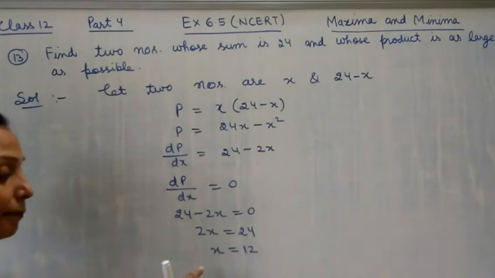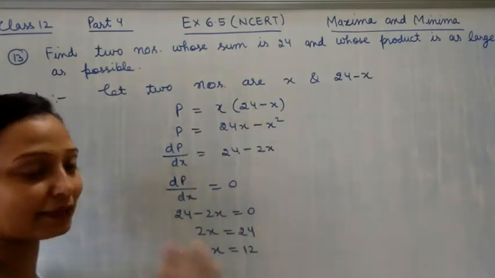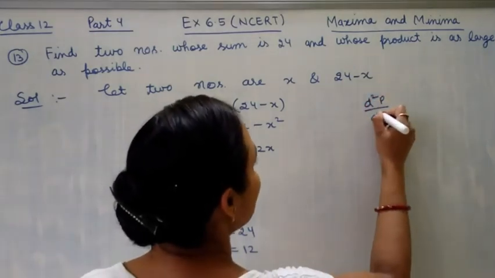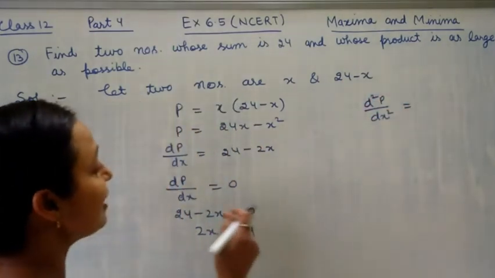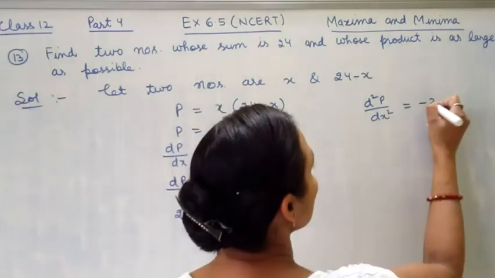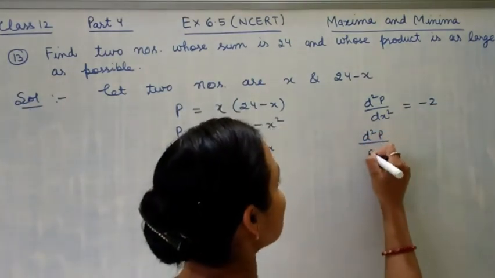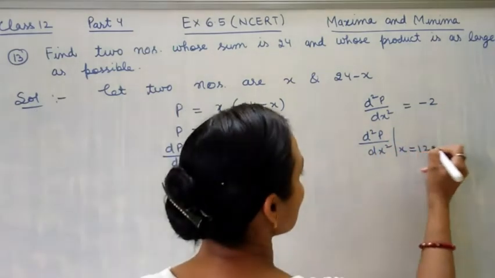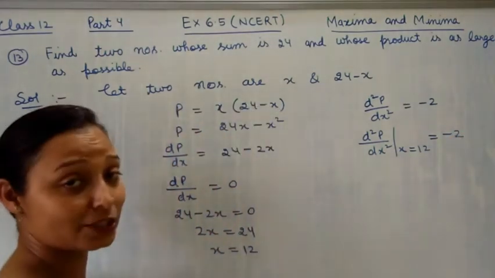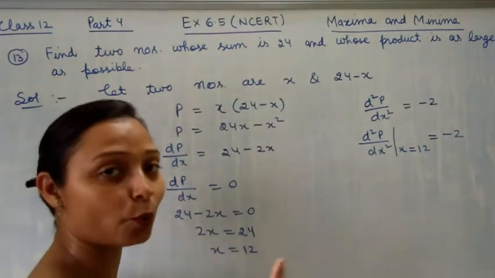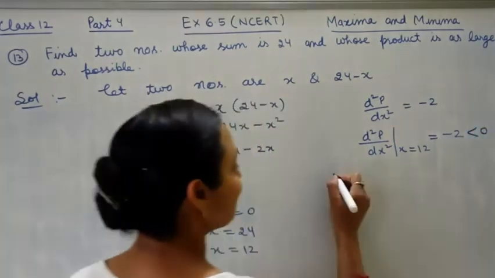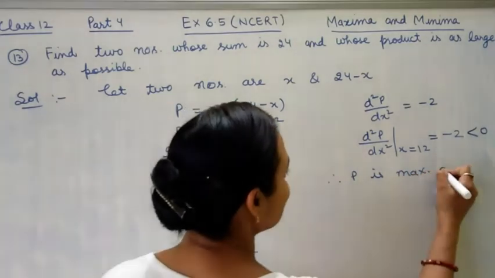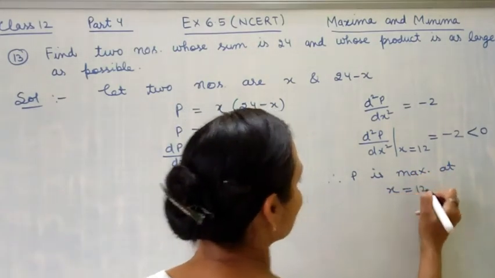I will check the function's double derivative on this value. So first of all find d square P upon dx square, that means the second derivative. The second derivative is minus 2. If you want to put the value of x equal to 12, the value will remain the same. There is no change in the answer because there is no x. So this is less than 0. Therefore, we can say that P is maximum at x equal to 12, right?